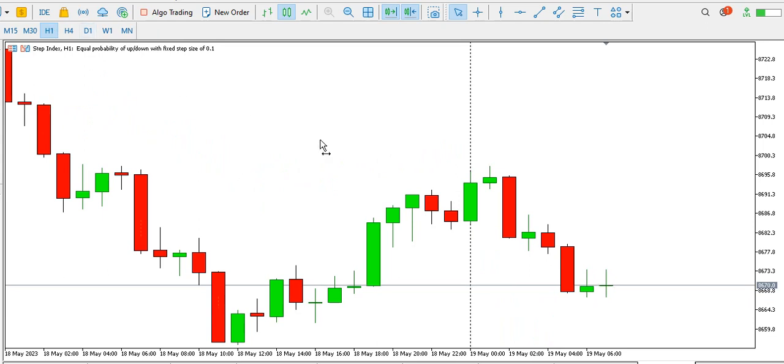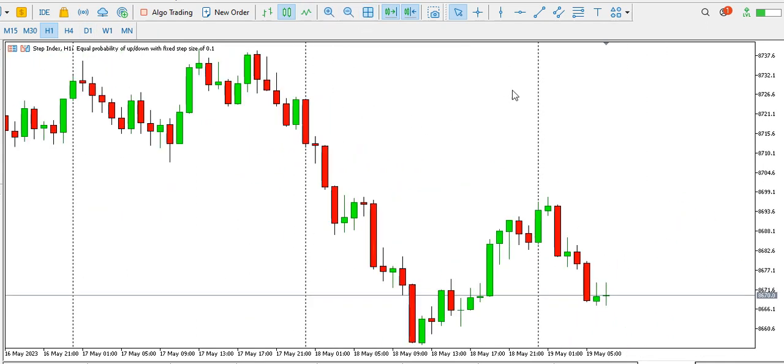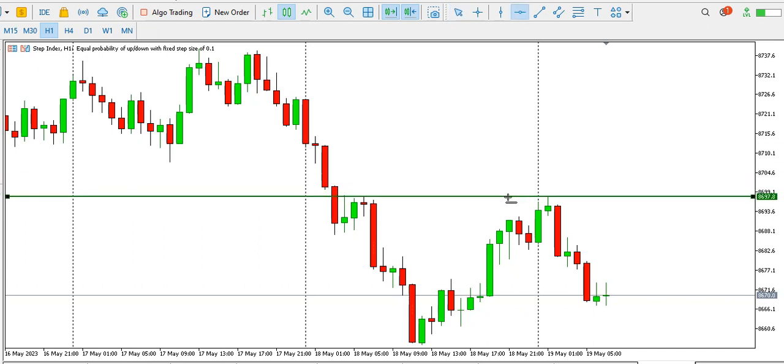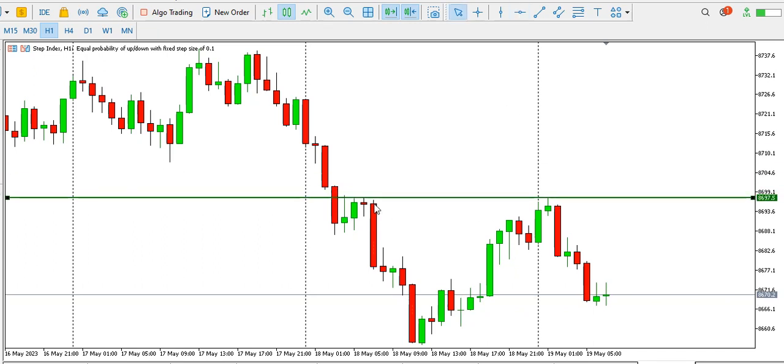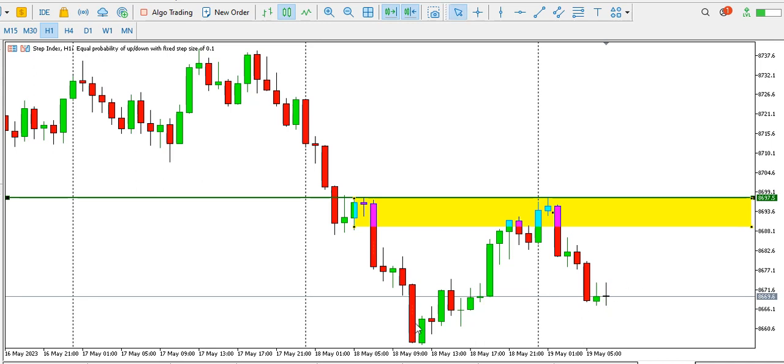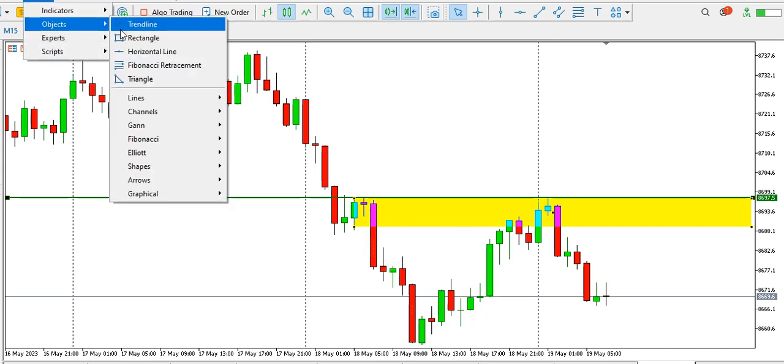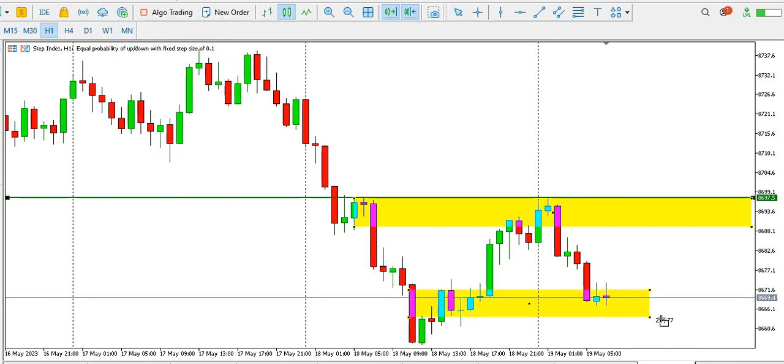Let's look at the 1-hour time frame. What do we have on the 1-hour time frame? On the 1-hour time frame, we can see that price recovered up to this particular order block, and price is selling. Okay, it's dropping to this order block that we have here, this wide order block that we have here.